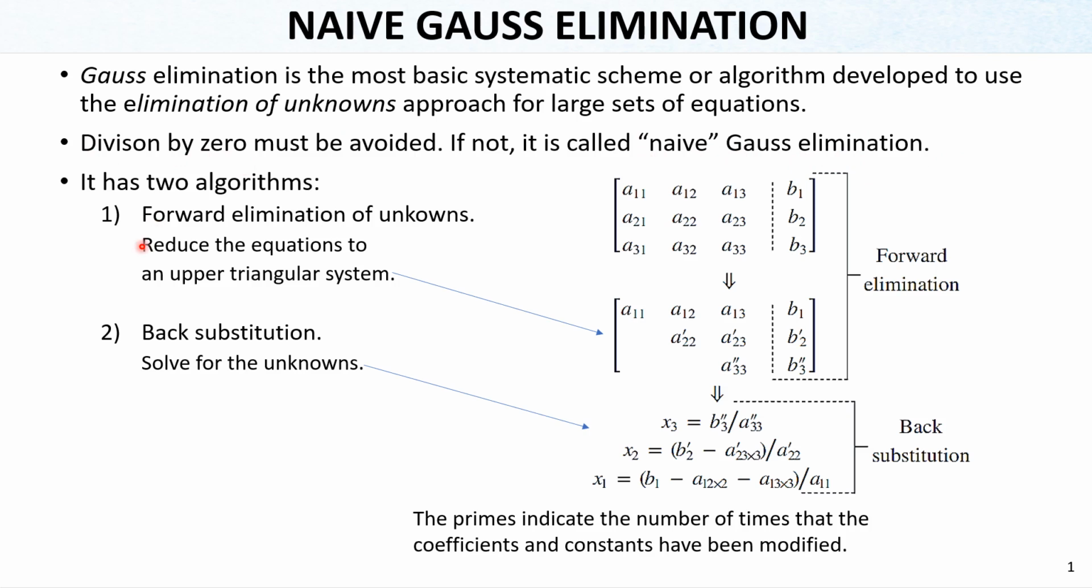It has two algorithms. The first one is forward elimination of unknowns to reduce the equations to an upper triangular system. Simply, you can see that from here we move to here, so that in the last equation, for instance, we will have only one unknown, x3. We find it, then we back substitute into the previous equations. So here we found it, then we back substitute it into the second equation, find x2, then back substitute this into the first equation here, find x1. The primes indicate the number of times that the coefficients and constants have been modified.